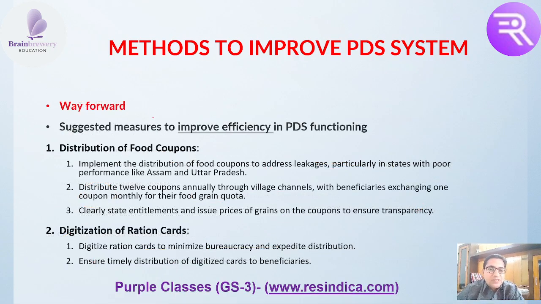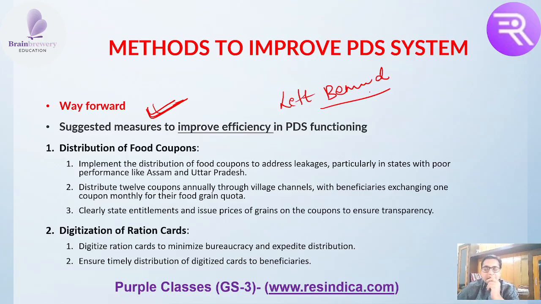So what are the ways that we can achieve in order to address the issues related to the PDS system with National Food Security? All those people who are being left behind, because you are not considered as below poverty line, or you are being replaced somewhere in the ration card. So food coupons can be distributed to address the leakages.